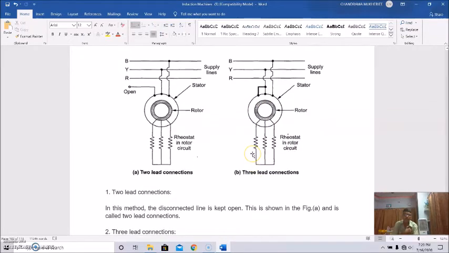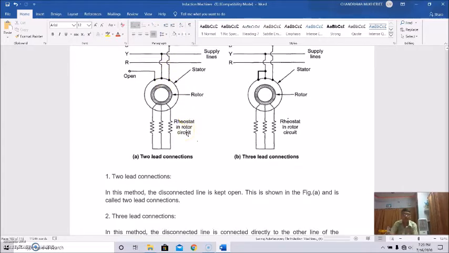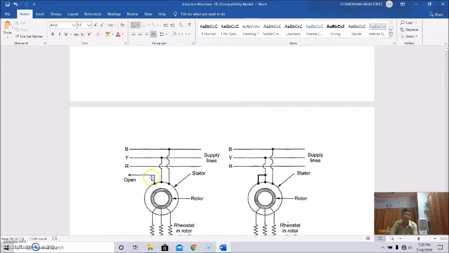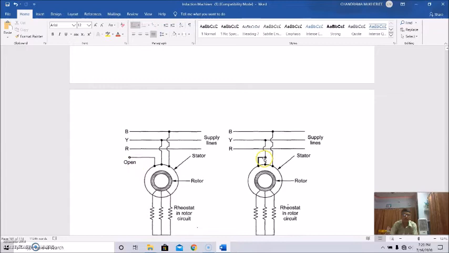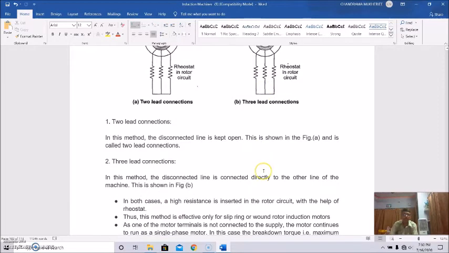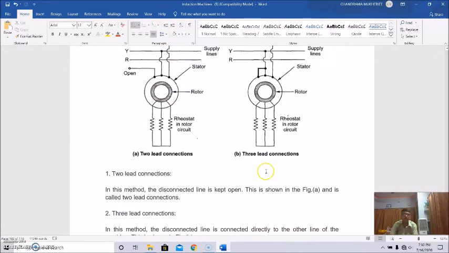What is the basic difference here? In the two-lead connection, the disconnected line is kept open, instead of connecting it to the R. So supply is given only from Y and B to the stator winding, and this is called a two-lead connection. Basically, two leads are connected. In the three-lead connection, this open lead is not kept open, but is connected to another lead of the supply line. That means this disconnected line is connected directly to the other line of the machine, as shown here.